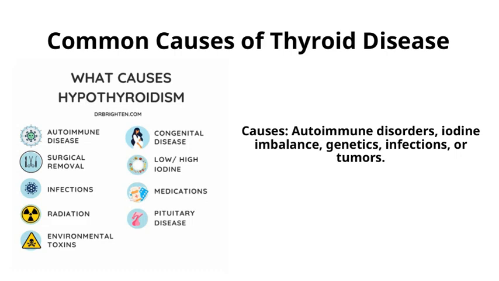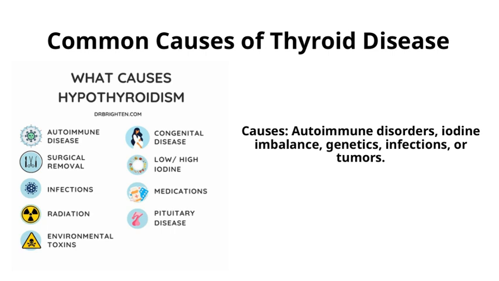Now, let's take a closer look at some of the common causes of thyroid disease. There are several factors that can disrupt how the thyroid functions. One of the main causes is autoimmune disorders, like Hashimoto's thyroiditis or Graves' disease, where the immune system mistakenly attacks the thyroid gland. This can lead to either underactive or overactive thyroid conditions. Another important factor is iodine imbalance. Since iodine is essential for producing thyroid hormones, both deficiency and excess can cause problems with hormone production, leading to thyroid dysfunction. Genetics also play a role.